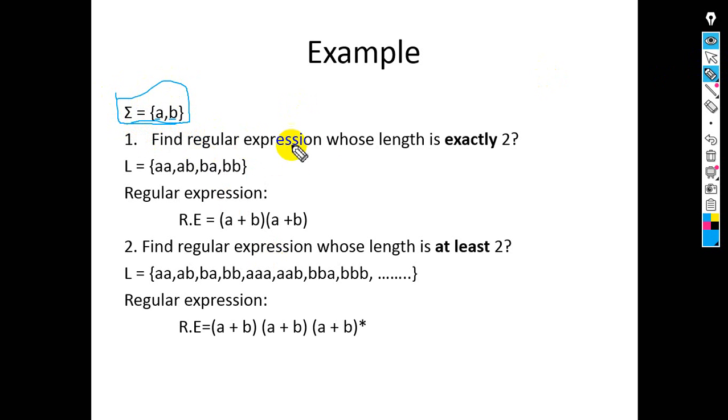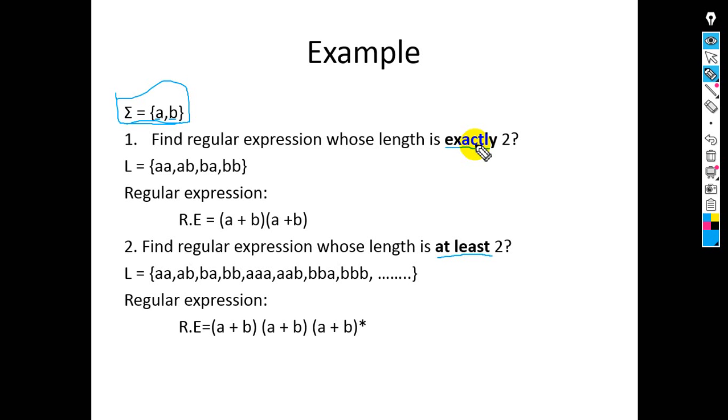Okay, find a regular expression whose length is exactly 2. So you should keep in mind exactly, at least, at most. What does exactly mean? Exactly means that here the length of the string will be exactly equal to 2. It should not be greater than 2 or less than 2. It should be exactly 2. Okay, it should not be greater than or less than 2.